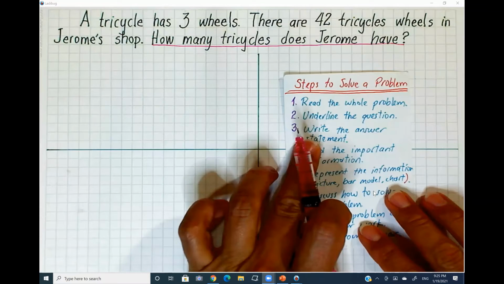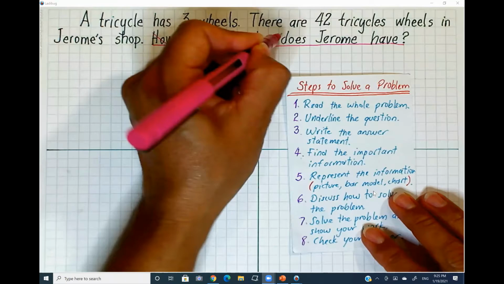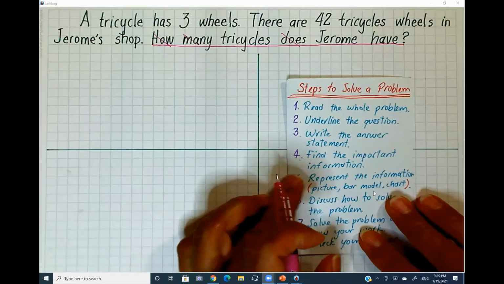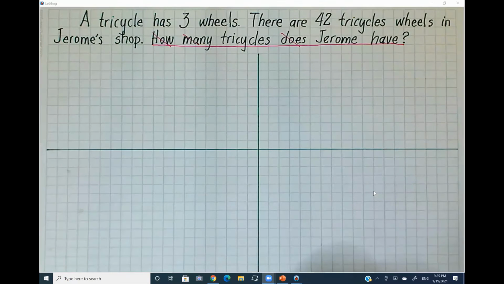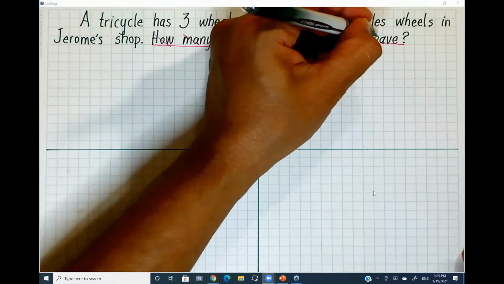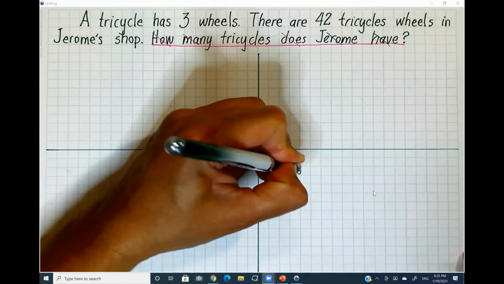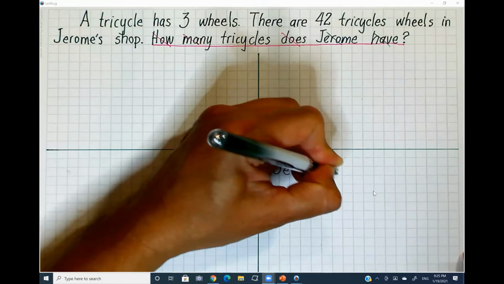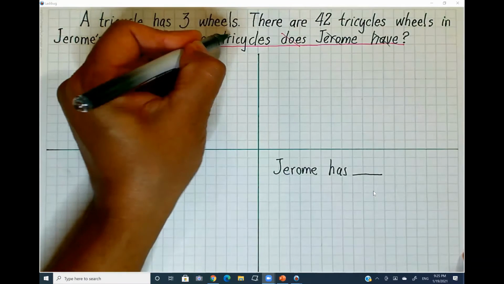Then we're going to write an answer statement. So we have "how many" and "does" goes away, because we cannot use them to make an answer statement. And then we have "tricycles Jerome have." So the answer is going to be: Jerome has blank tricycles.